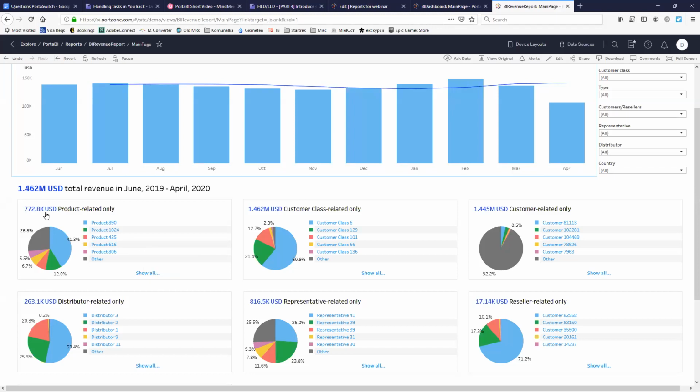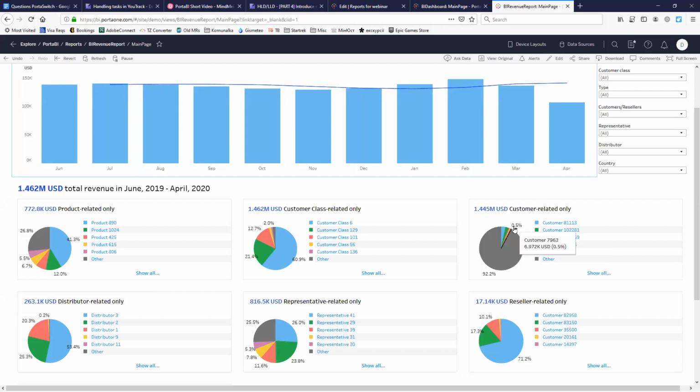So this is only the portion of the revenue which is related to products and accounts. But anything which is on the customer level is outside of the scope. But we can see that customer related revenue is like 1.5 million, while the reseller related revenue is pretty small. It means that this customer doesn't use many resellers. Their business model just doesn't involve many resellers.